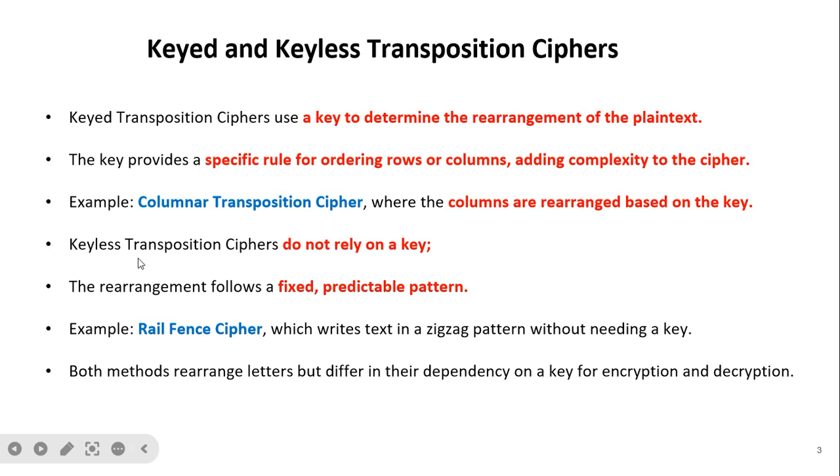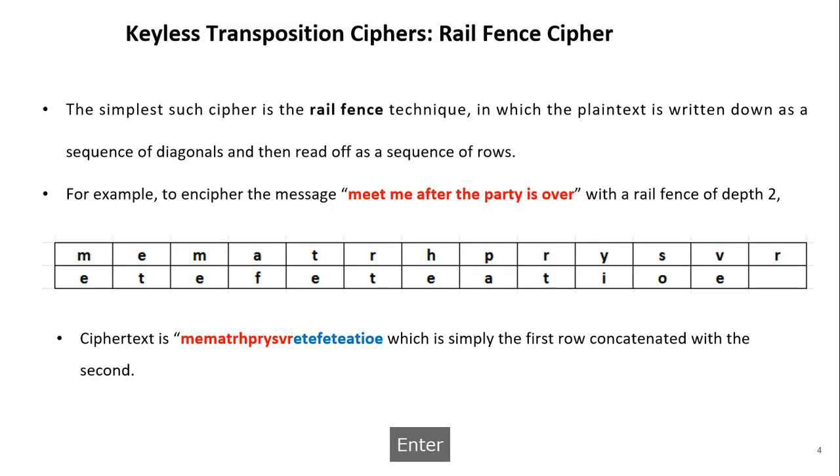Next is the keyless transposition cipher, which does not have any key. The rearrangement follows a fixed, predictable pattern which is already shared between sender and receiver. An example is the rail fence cipher, which writes the text in a zigzag pattern without needing a key. Both methods rearrange the letters but differ in their dependency on a key for encryption and decryption. Now first we will see the example for a keyless transposition.